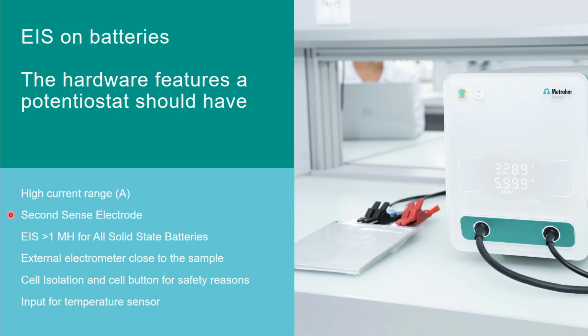Second sense electrode. As you have already seen, a second sense line enables the measurement of the second electrode at the same time in a 3-electrode setup. This saves time and you can measure both half cells simultaneously.